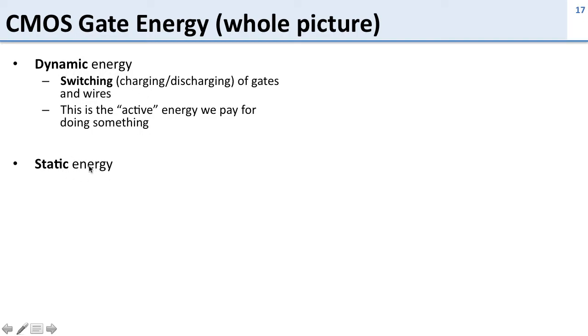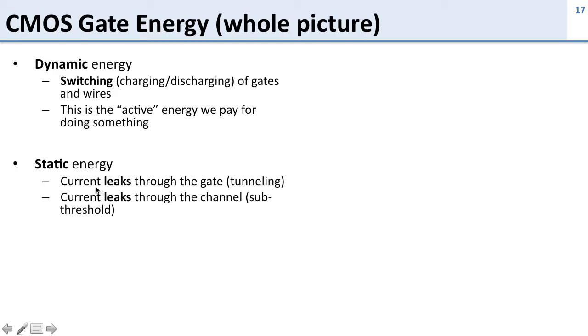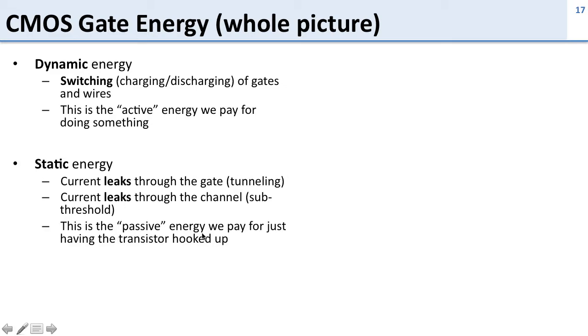But there's also a whole other category here, static energy. So static energy comes from current that leaks, just going right through things. It leaks through the gate, it tunnels through the gate, and the reason for this is the gates are so thin that you get quantum tunneling these days, but it also leaks in a lot of other places. So the channel, even when it's turned off, will have some leakage. It's called subthreshold leakage. So you get a lot of leakage going on in your chip as well, and this is sort of the passive energy we pay.